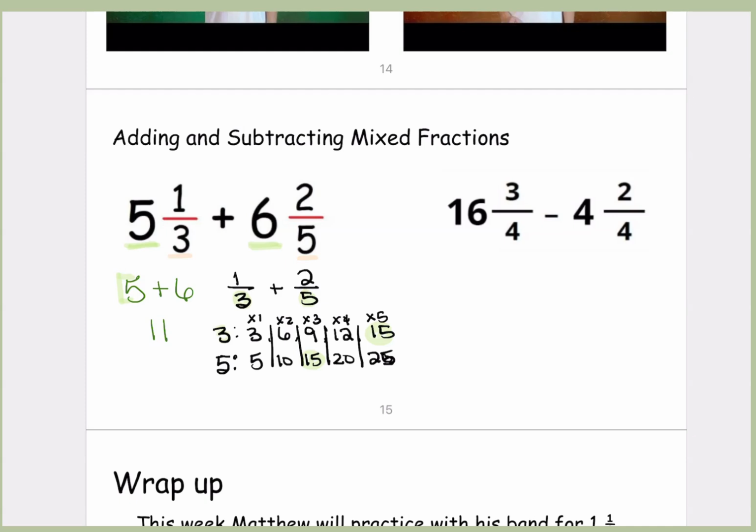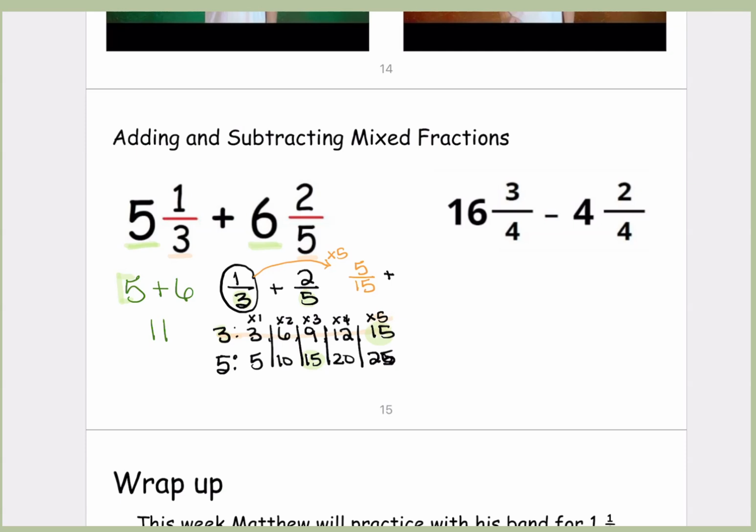So to convert that, I'm going to take this entire section here and I'm going to multiply it by 5. The reason why I'm going to multiply it by 5 is I need that denominator of 3 to be multiplied by 5 to change into 15. So 1 times 5 is 5. 3 times 5 is 15. And to that, I'm going to add my second fraction, which is the 2/5.